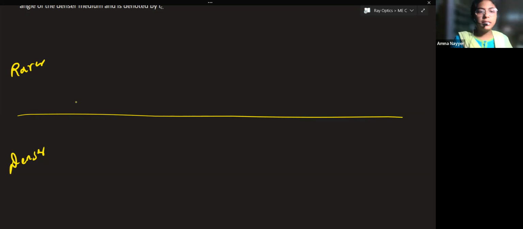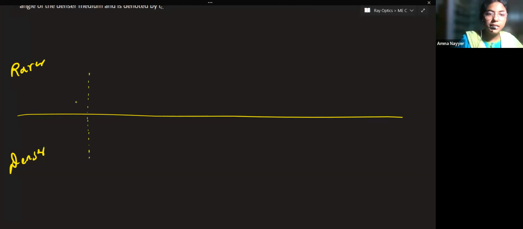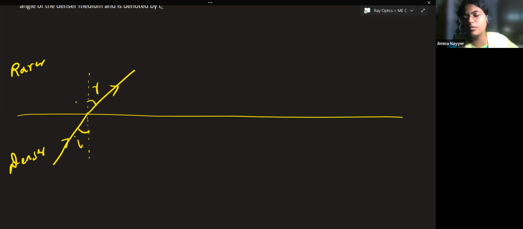Anyways, now see, if a light ray travels from the denser medium, the light ray is incident from the denser medium. Fine. This is denser medium, right? So this is angle of incidence. And so there will be angle of refraction. Fine. Angle of incidence and angle of refraction. All right.